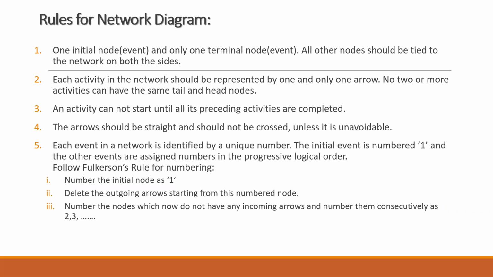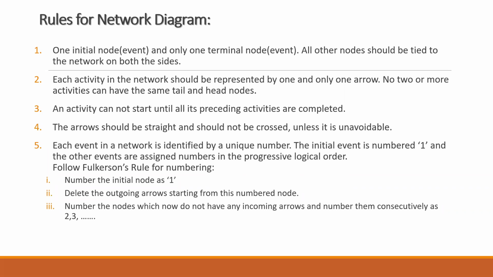The first rule is that number the initial node as 1. That is very logical. Now, when we are giving the next number, you are supposed to delete the outgoing arrows starting from this numbered node. That means if I have numbered the first node as 1, whatever activities are going out of that particular node have to be hidden, not deleted, and then check whether there are nodes which do not have any arrows coming into it. Those nodes will be numbered first.